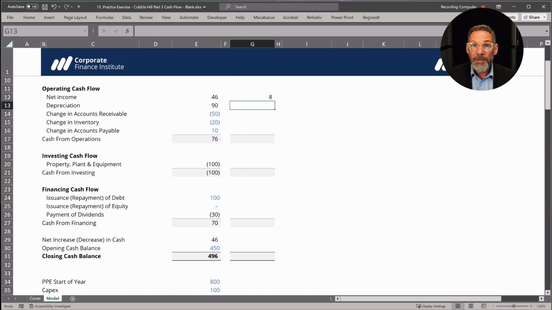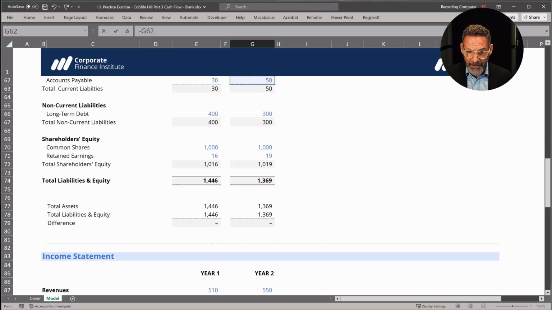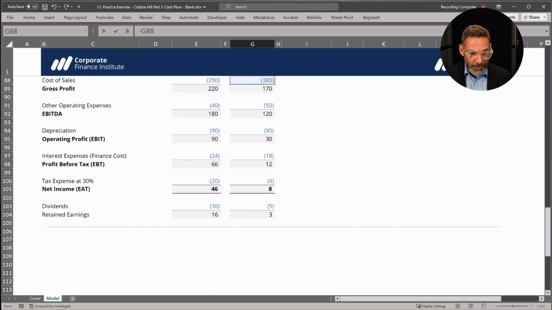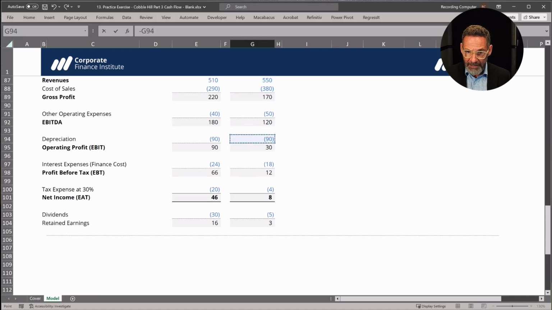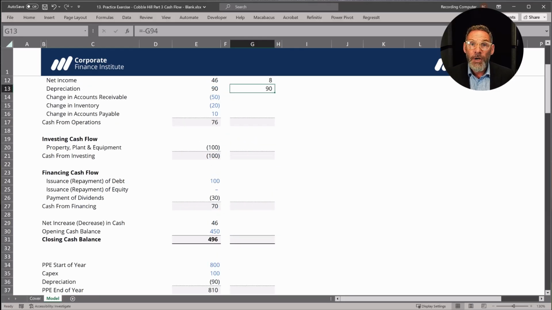Then what we're going to do is we're going to add back depreciation. So I'm going to put a negative sign here because then what I'm going to do is find that depreciation number, which we know is 90. And I need to make sure it's a positive because remember we add back non-cash expenses, and that's depreciation.